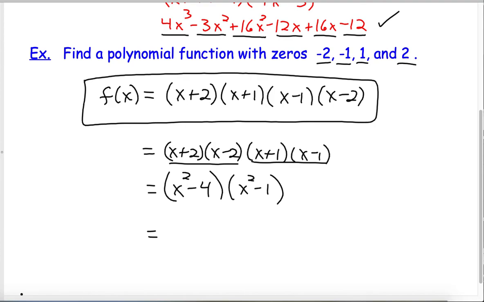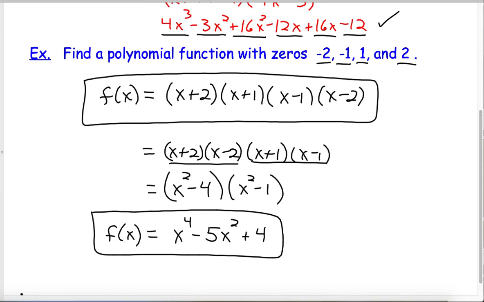So when I distribute or FOIL, I'm going to get an x to the 4th. And then I'm going to get a negative x squared and a negative 4x squared, which is going to give me negative 5x squared after I combine those. And then a positive 4. So if they ask you to not write it in factored form, you would then multiply all those factors out and get your answer.